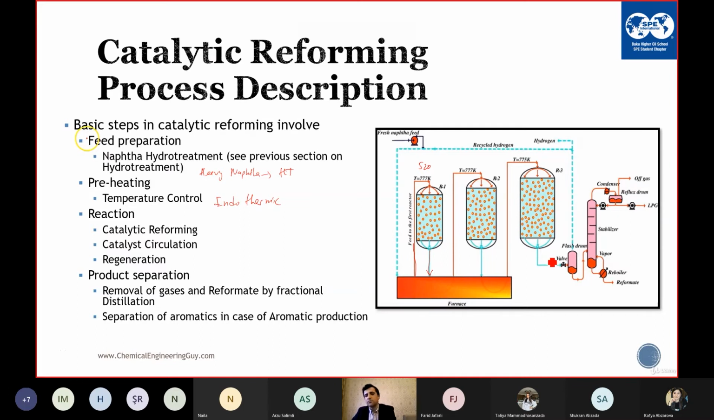And then of course it's the same for all plants or units. You always have the product separation after the reactions. So you have the product separation, which we call the stabilizer. The product is the reformate, and from the top the gases leave, where you cool them down. When you cool it down, you get C3, C4, LPG in a liquid phase, and the gases are C1, C2, which are sent to the refinery fuel gas system.